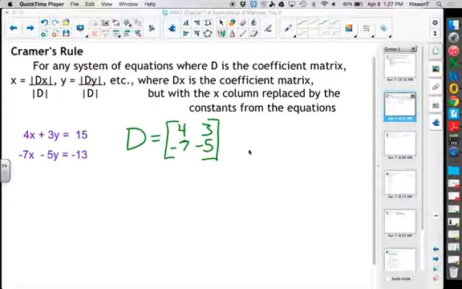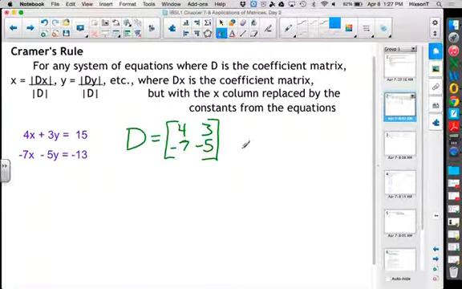So now let's look at D sub x, and in this case we're going to have D sub x and D sub y to work with. Alright, so D sub x, we're going to take our coefficient matrix, and you'll notice these are the coefficients of x, these are the coefficients of y. So what we're going to do now is replace the coefficients of x with the constants from the equation. So instead of 4 and negative 7, we have 15 and negative 13.